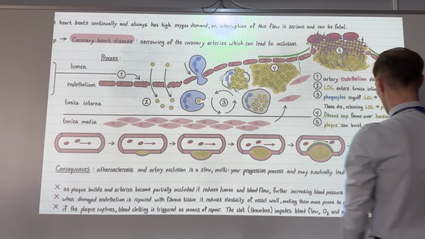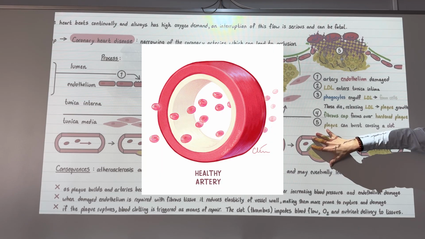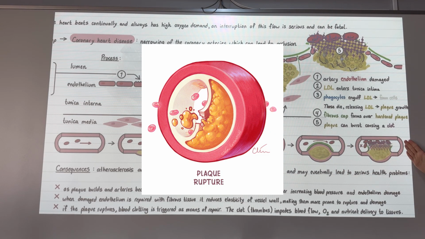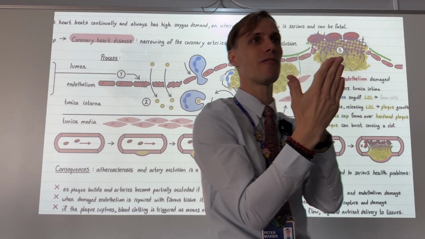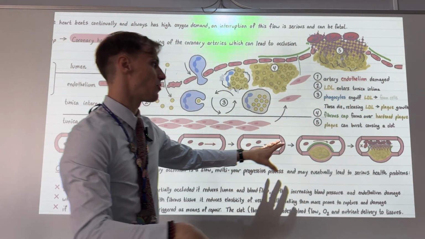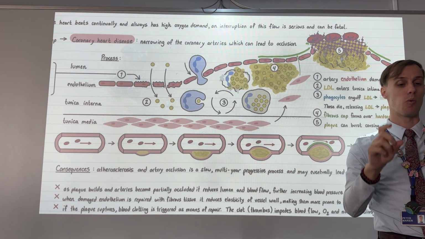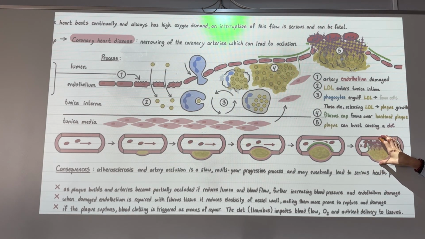But remember, I'm already in a narrowed environment. If this breaks open, they're now going to cause a clot here. You now have a complete occlusion. I now can't deliver oxygen anymore, or anything really, the entire blood flow has been cut. So this is how an occlusion can happen. And hopefully you can understand, why did the lumen narrow? Why did the artery actually become hardened? And how can this lead to an occlusion?